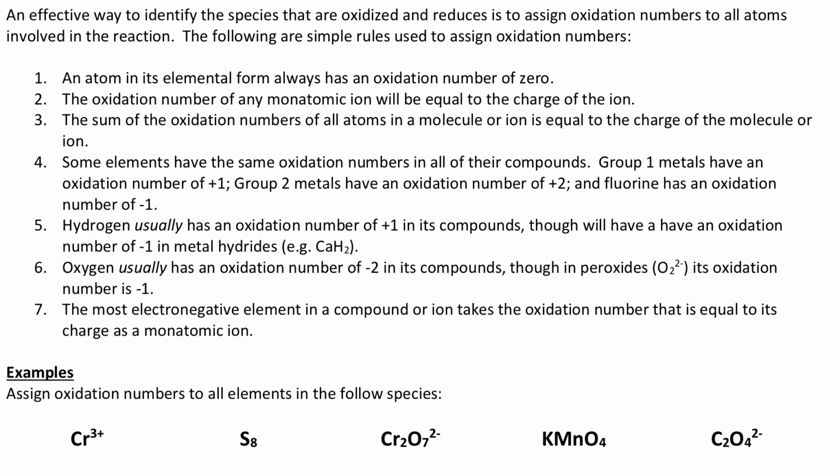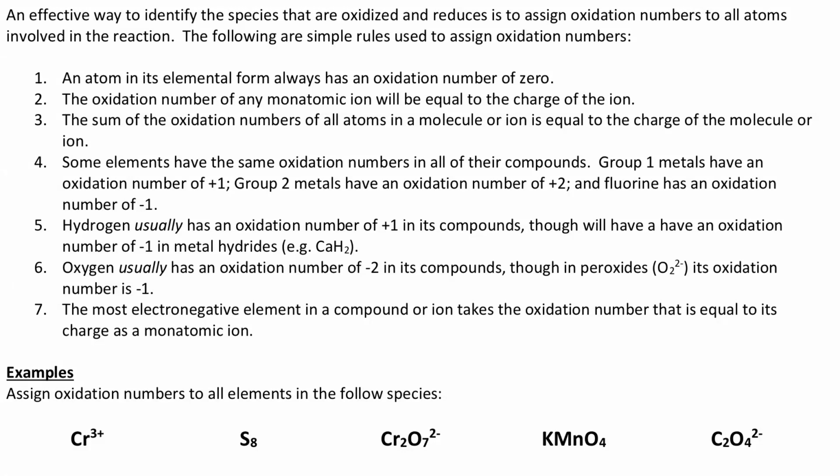Past that, when you're assigning oxidation numbers to other elements, the atom that is the most electronegative will receive the oxidation number that is equal to its charge as a monatomic ion. Here's where we want to revisit fluorine. Fluorine has the highest electronegativity of all elements on the periodic table, 4.0 on the Pauling scale. Because of that, it always gets its charge as an ion, as its oxidation number in a compound, which is -1.